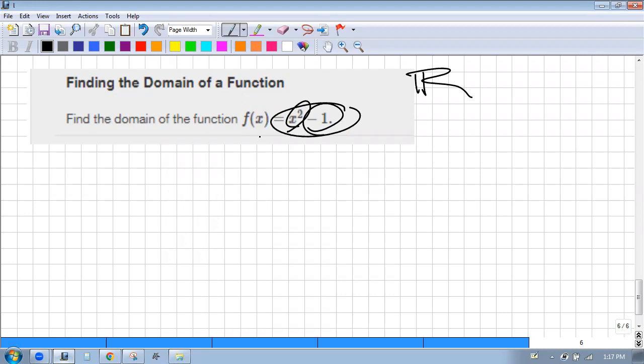This is a simple polynomial. Y'all remember your polynomials? If I have like 3x to the fifth minus 2x cubed plus 1, that's a polynomial.